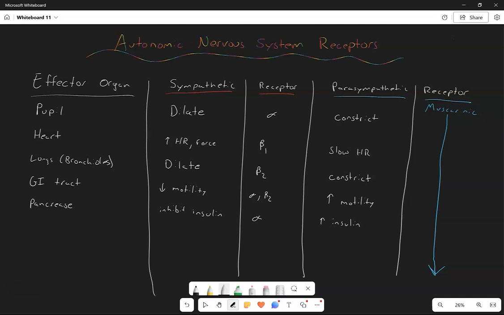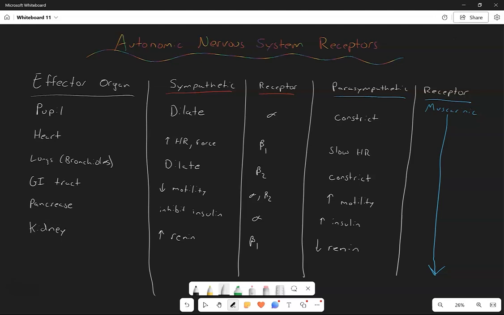What about our kidneys? Under sympathetic, you are going to increase renin. That's going to be responsible for the renin, angiotensin, aldosterone cycle. It's going to eventually lead to increases in blood pressure, so you increase renin secretion. This is going to be a beta 1 receptor. Then the opposite, decrease renin, over here at the parasympathetic division.